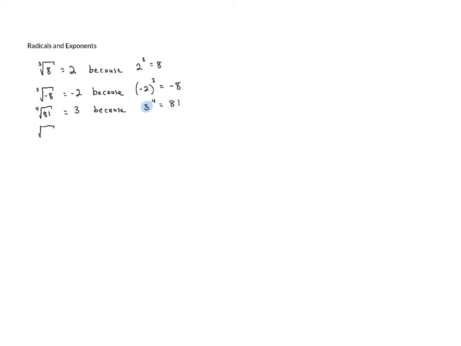Let's take a look at the fourth root of -81. In this case, we're looking for a quantity that we can raise to the 4th power and end up with -81. And unfortunately, there's no real number that satisfies that, because if we take a real number and raise it to an even power, we end up with a positive answer, even if we started off with a negative number. So we say this is undefined.